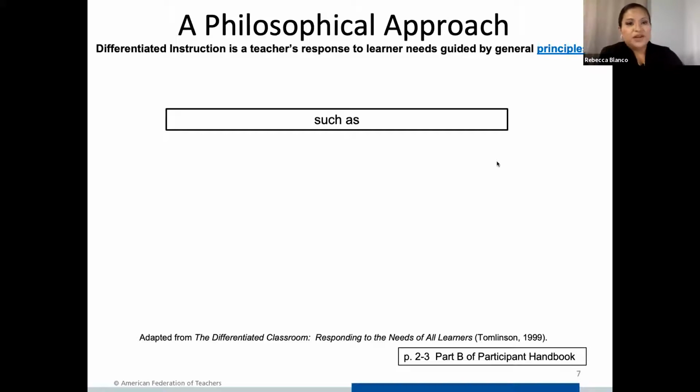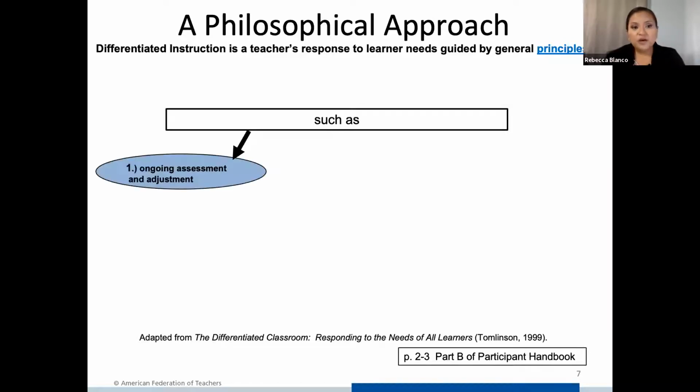Now that we've looked at some of the things that differentiation is, we need to realize that it is guided by some general principles. So when we're thinking of differentiated instruction, we have to keep in mind that we're going to have ongoing assessment and adjustment as part of it, which means we know where our students are.